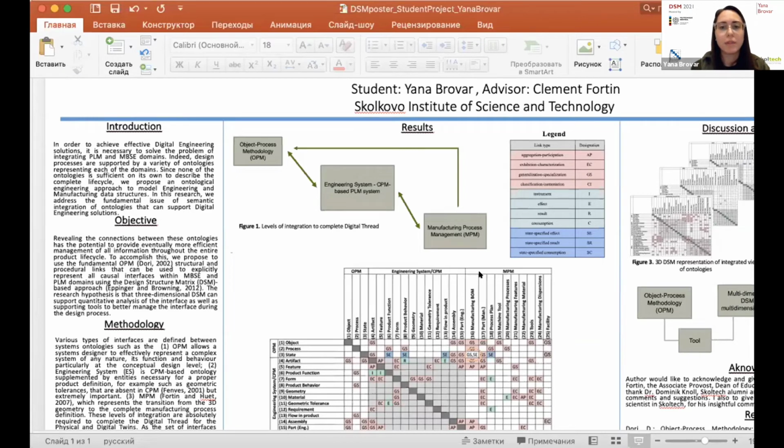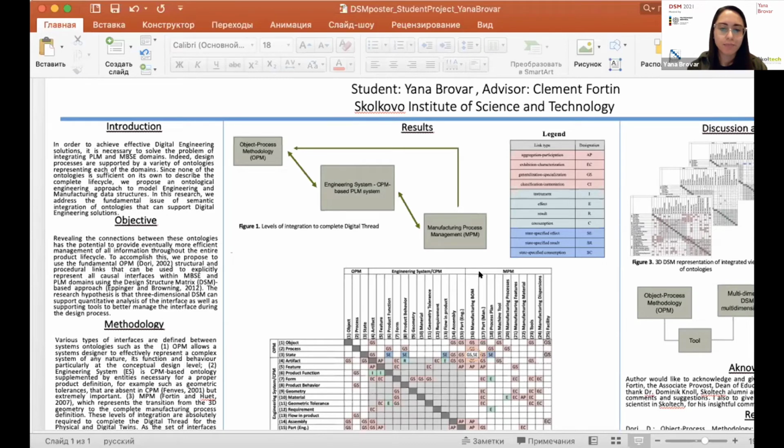And the third level of integration is manufacturing process management, which represents the transition from the 3D geometry to the complete manufacturing process definition. So all these three levels of integration are absolutely required to complete the digital thread for the physical and digital twins.